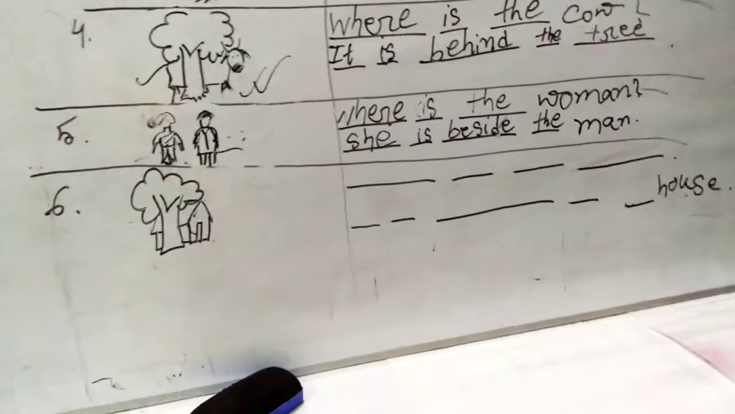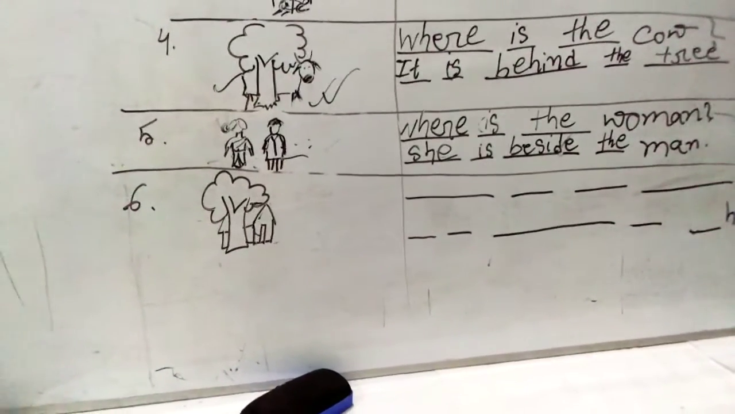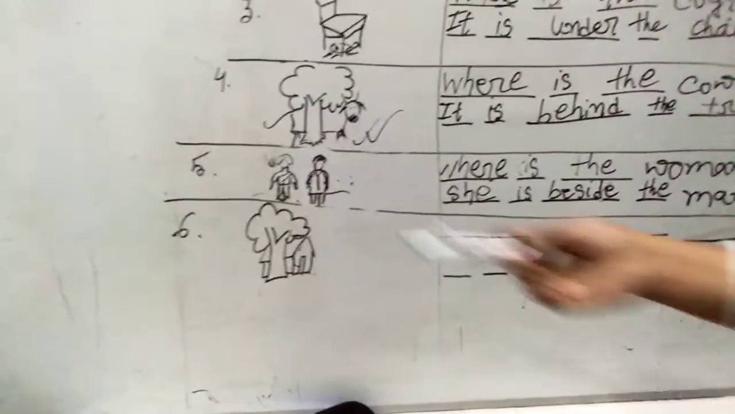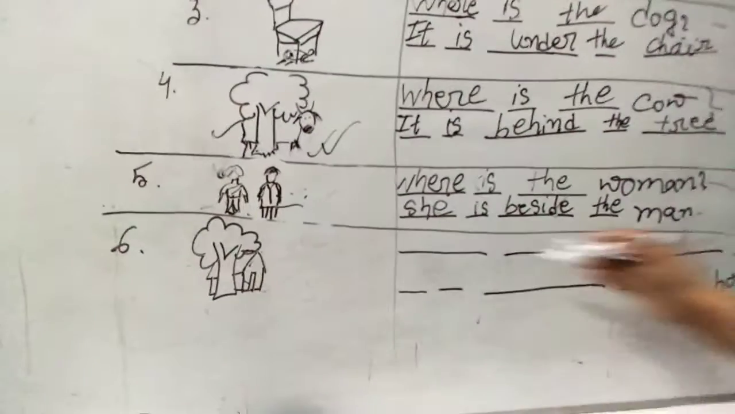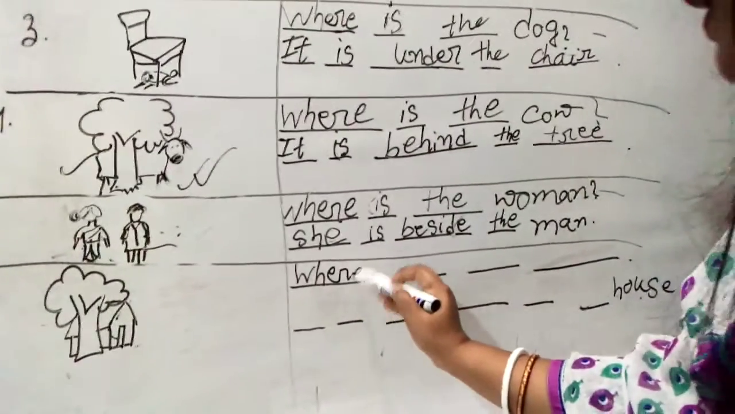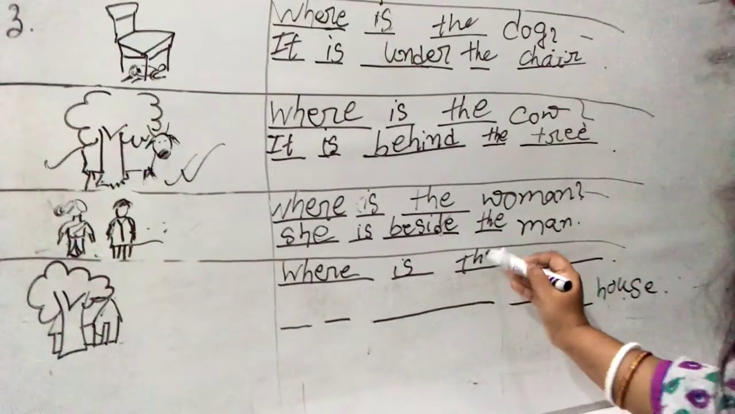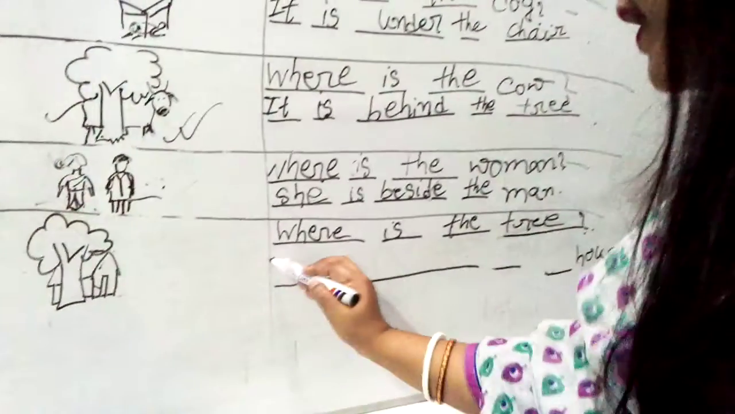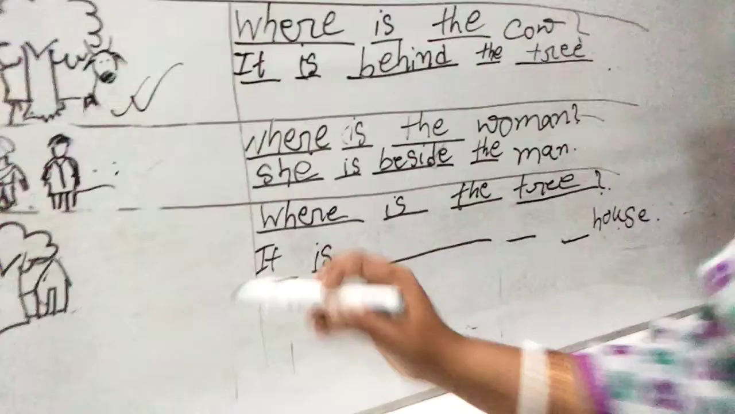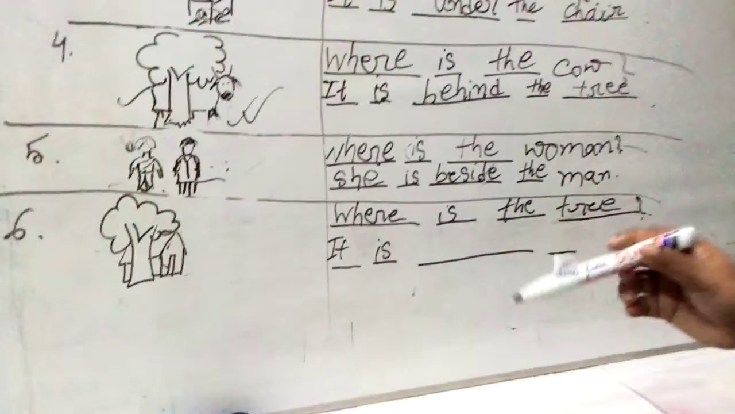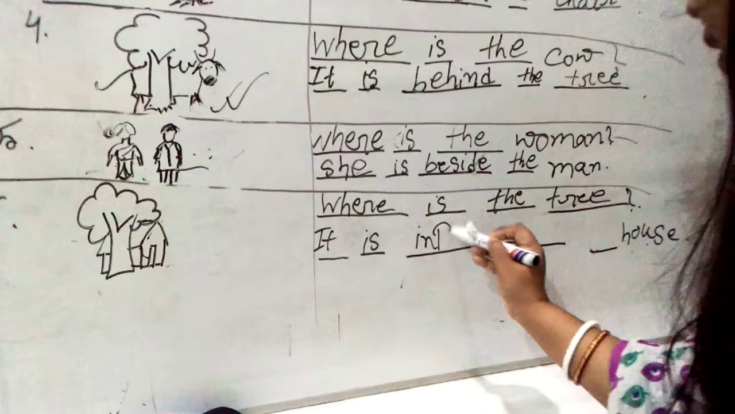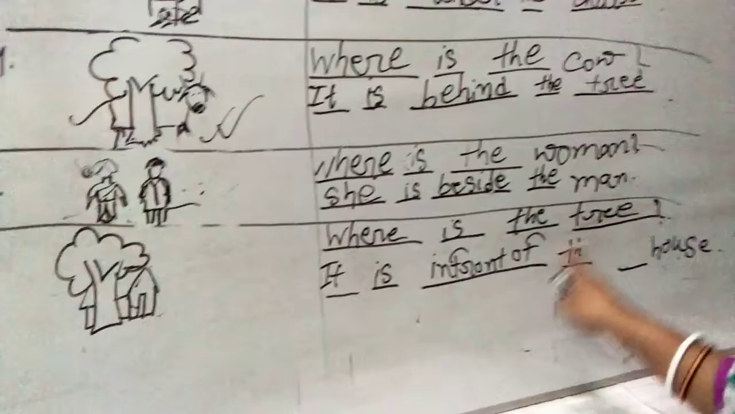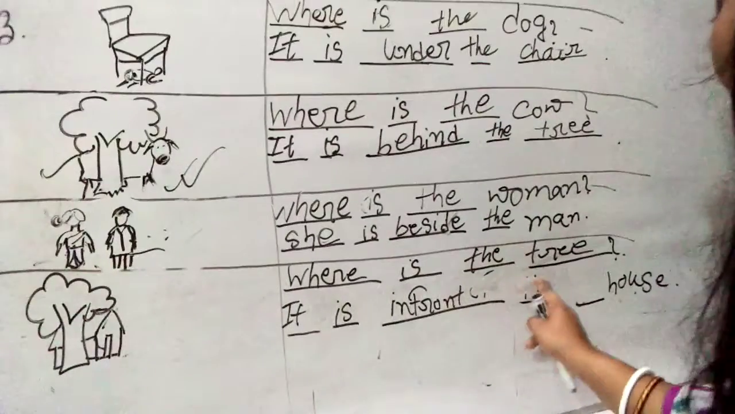Okay, now the rest one is number 6. See here, it's a tree and just behind the tree we can see a house. That means the tree is basically in front of the house. So we have to write, where is the what? Where is the tree? Okay, where is the tree? Isn't it in front of the house? Yes, it is in front of the house.